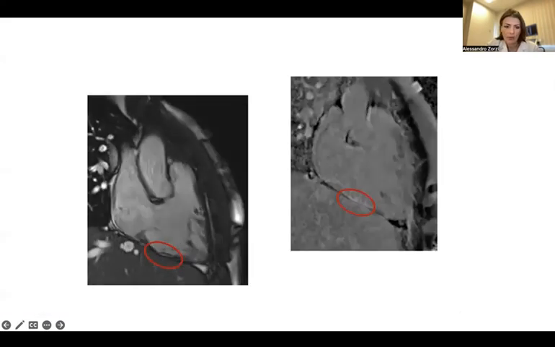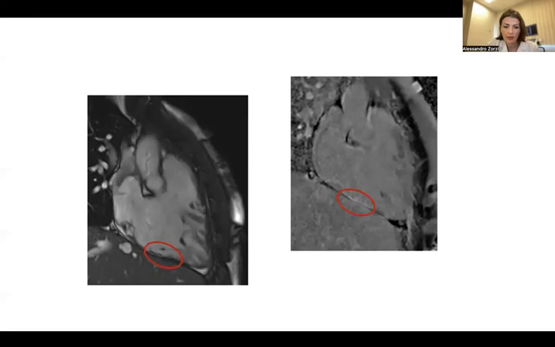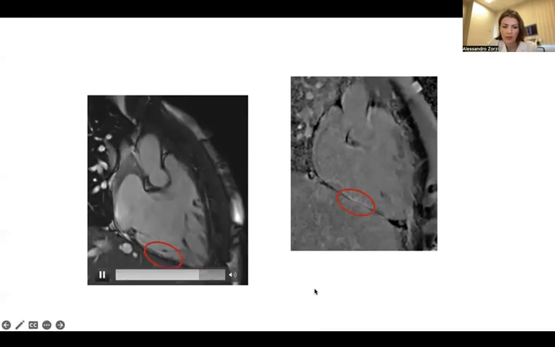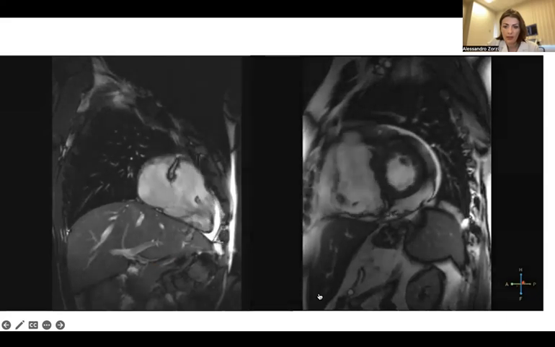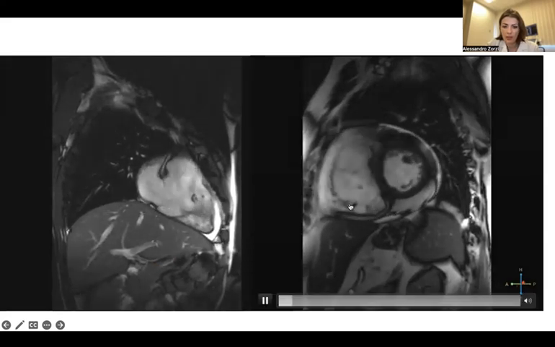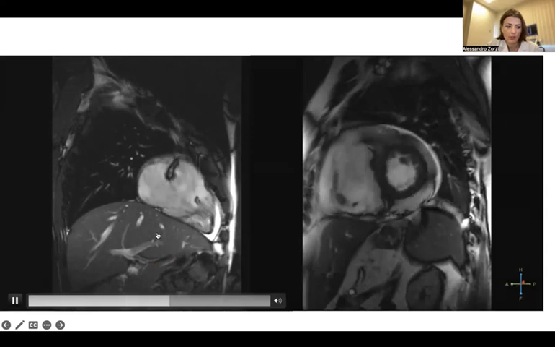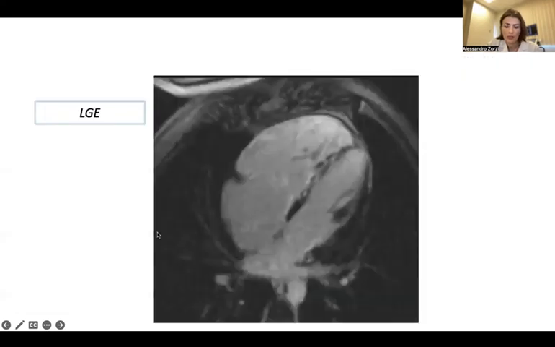So this is an ARVC. And same thing here, gadolinium in the same region of the akinesia of the right ventricular wall. Still the same case, okay, with right ventricular dilatation and bulging of all this subtricuspid region. LGE, this is the picture I showed you before, but this is that patient, and LGE is really extensive.